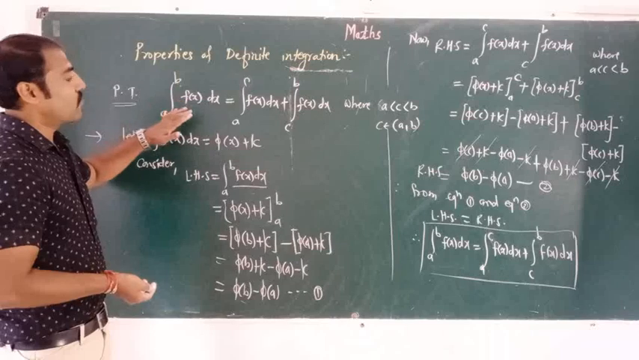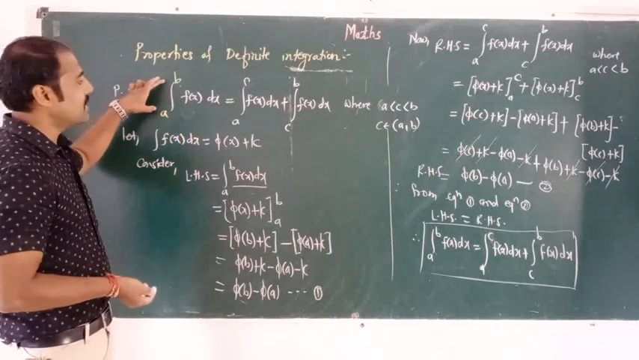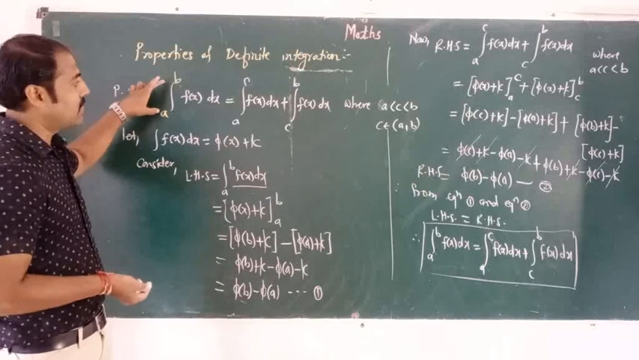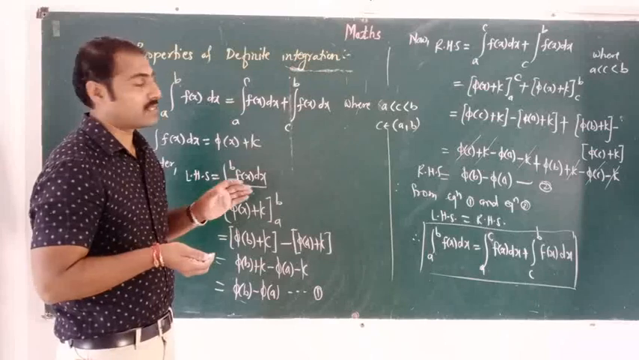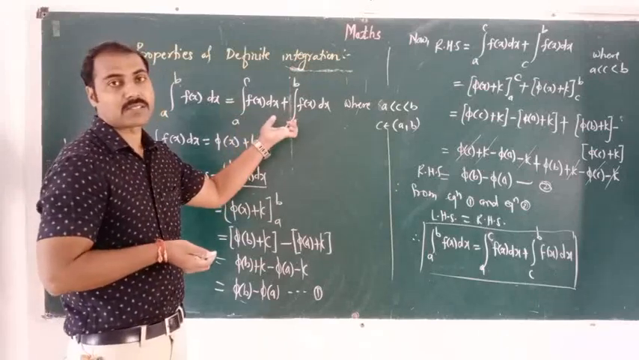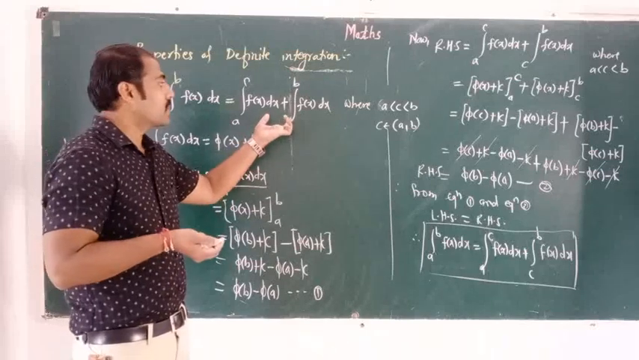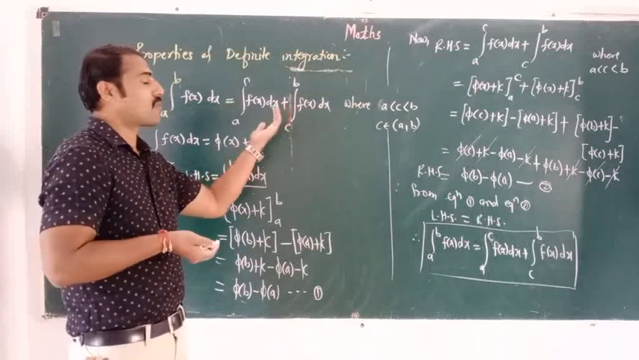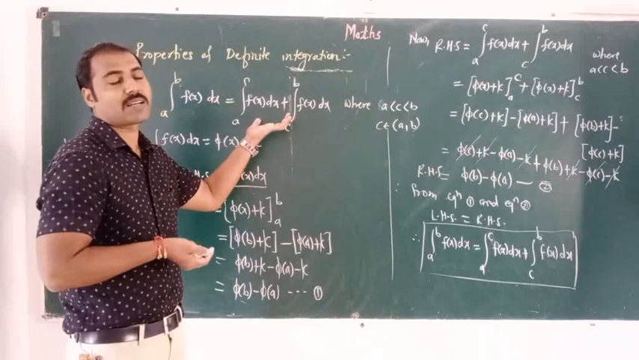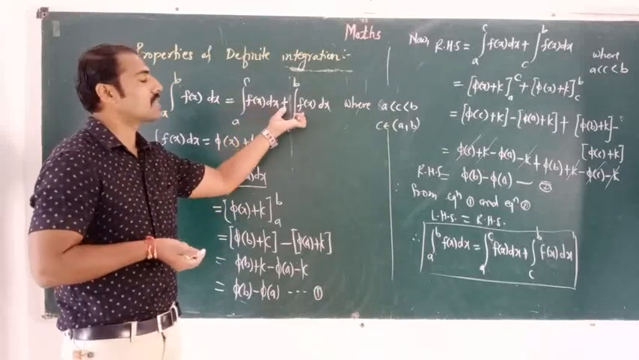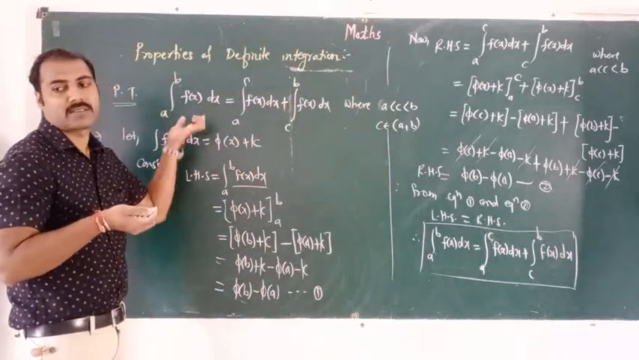So students, remember here the fourth property says that if there is a single definite integration, then we write that single integration as a sum of definite integrations. But we are using that property from right to left. If there are two definite integrations and the functions are same, then we write them as a single integration.